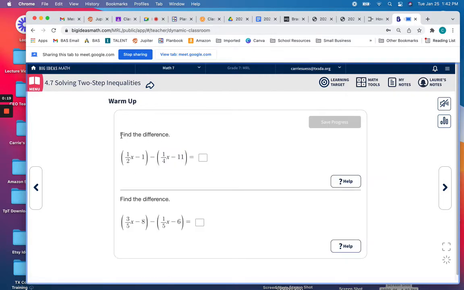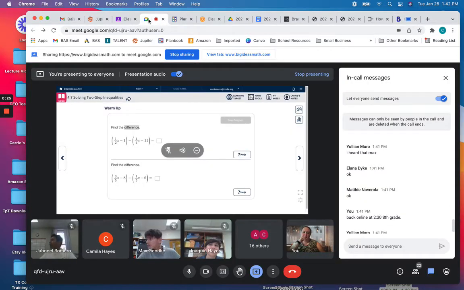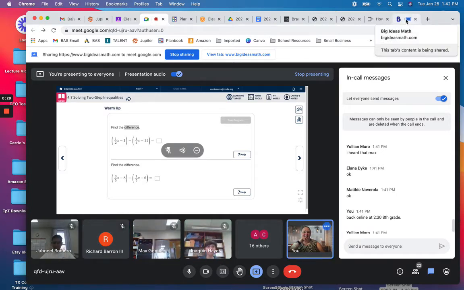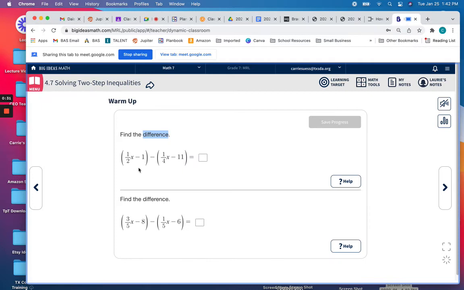Okay, you're finding the difference. What does difference mean? Does anybody remember? Subtract. Very good, you're subtracting. Excellent, Ricky. He says it with such confidence. I love it. So you're going to be subtracting this expression minus this second expression.